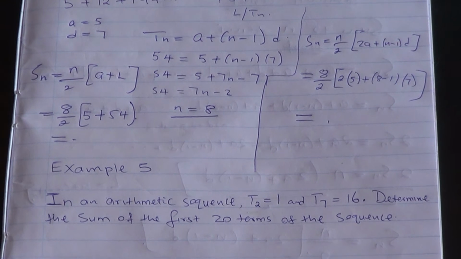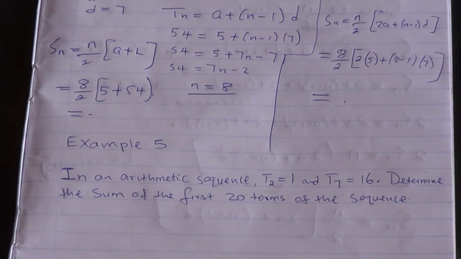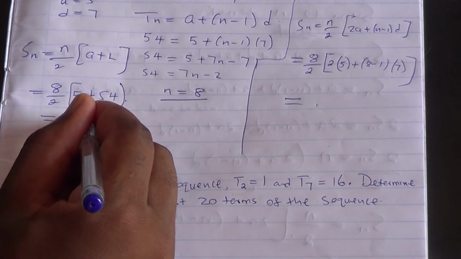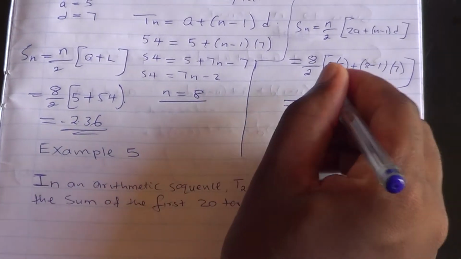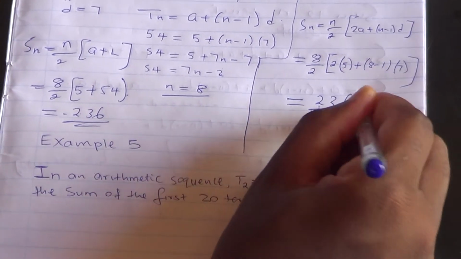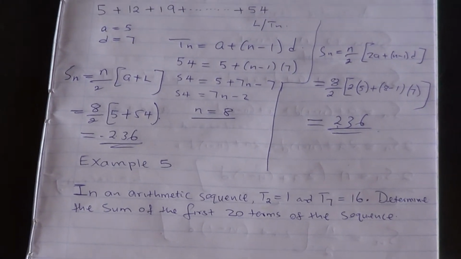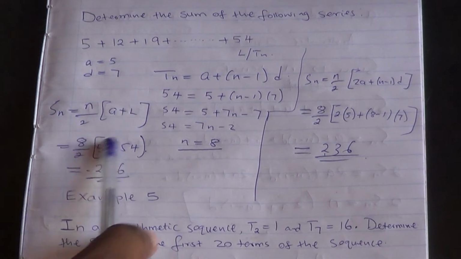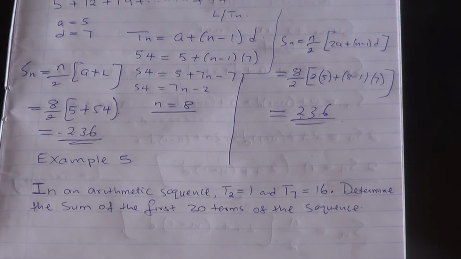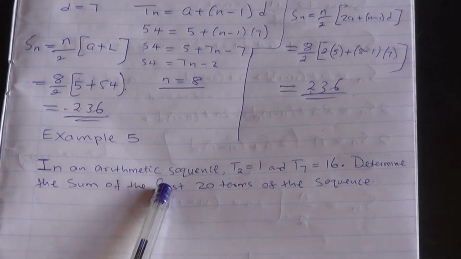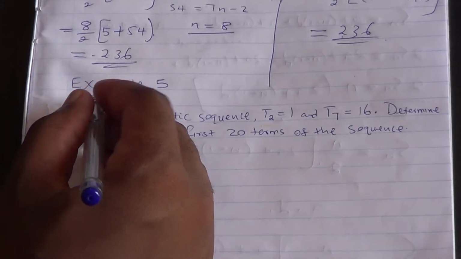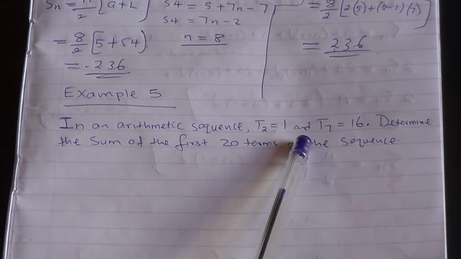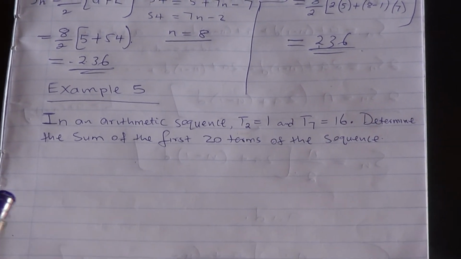If you press your calculator, what are we having here? The sum is going to give us 236. And what about this side? 236. So this is how you calculate the sum of an arithmetic sequence. This is an arithmetic series. You choose the formula you want to use and then you'll be able to use it. Now, this is the last example, example 5. In an arithmetic sequence, T2 is 1, T7 is 16. Determine the sum of the first 20 terms.